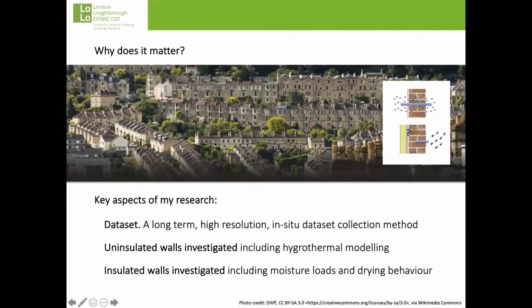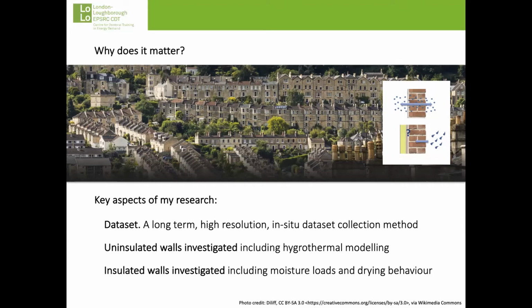Why does it matter? So we need to decarbonise our built environment, and in a lot of cases internal wall insulation is the only realistic solution. One of the issues is when you internally insulate a wall, the existing structure cools down, the relative humidity rises, and there's also a limit to the amount of drying to the room that can take place. So the challenges for the industry are to work out what the risks are of this and which materials to use, how much to use and how to detail.